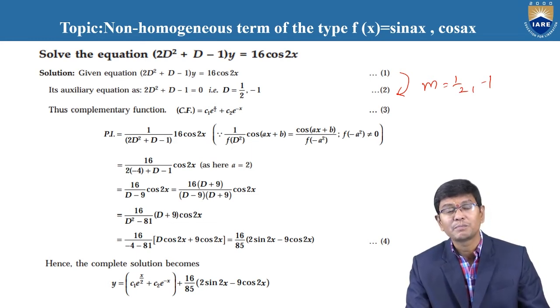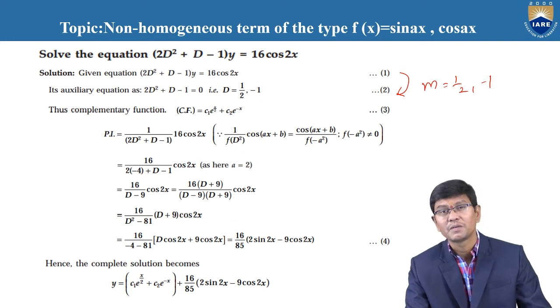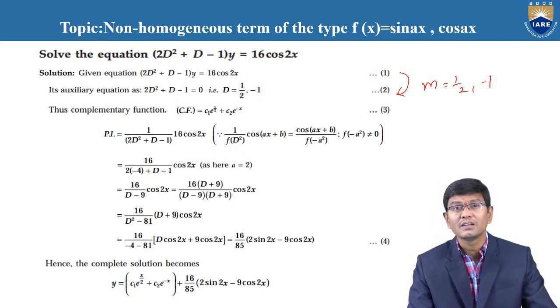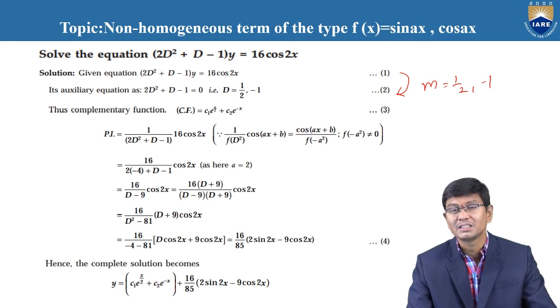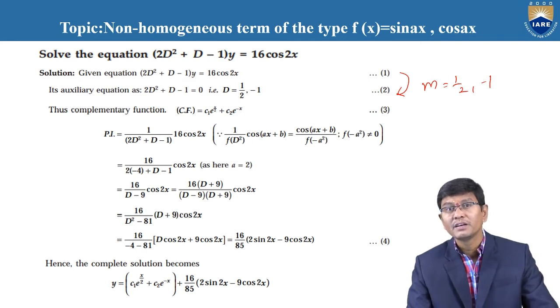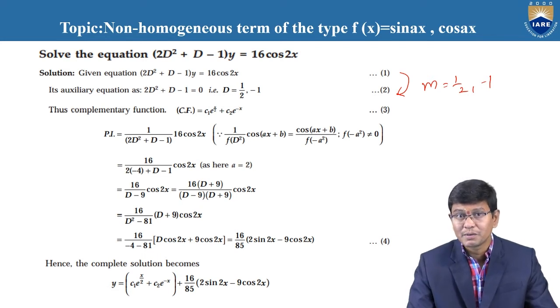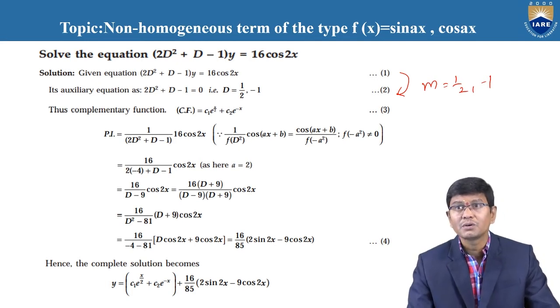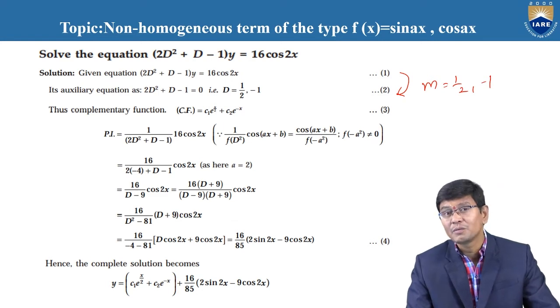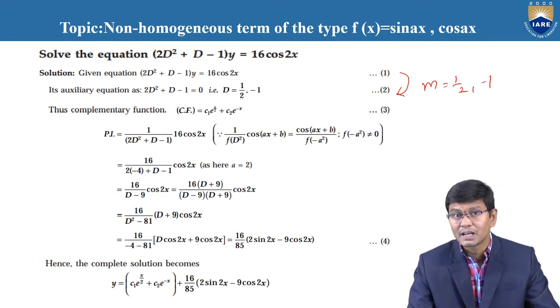Now we need to find the particular integral of the given differential equation. Therefore, the particular integral yp is equal to 1 by f of D into Q. So 1 by f of D is 1 by (2D squared plus D minus 1) into Q, which is 16 into cos 2x. Here, it is type 2, cos of ax plus or minus b. Now we need to follow that D squared is equal to minus a squared. Here a is equal to 2. Therefore D squared is equal to minus a squared, that is minus 4.